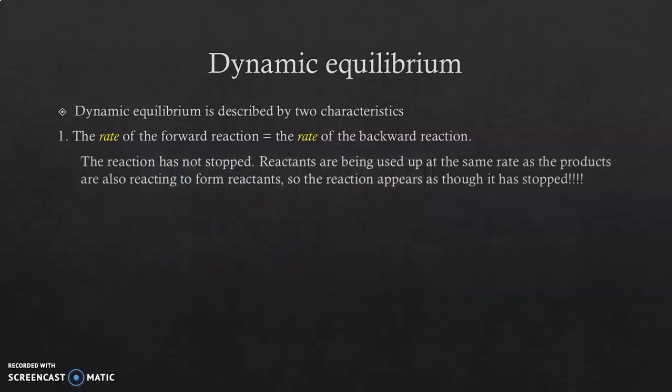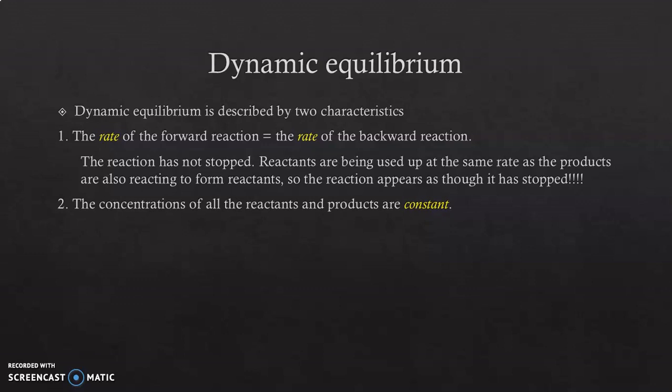Right. Now the second characteristic of dynamic equilibrium comes from the fact that at dynamic equilibrium, it might look as though the reaction is stopped because the concentration of the reactants and the concentration of the products will be constant, right? So this is the second characteristic of dynamic equilibrium. The concentrations of all the reactants and products are constant, but it does not mean that the reaction is stopped. The reaction is still continuing, right?